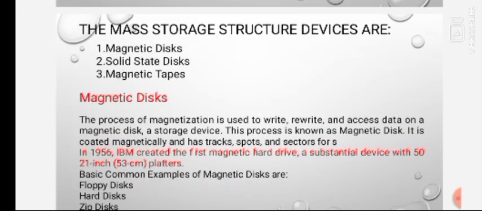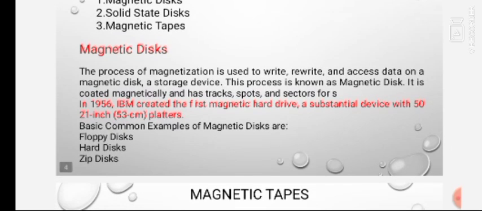There are three different types of mass storage devices: magnetic disk, solid state disk and magnetic tapes. The first one is magnetic disk. The process of magnetization is used to write, rewrite and access data on a magnetic disk, a storage device.